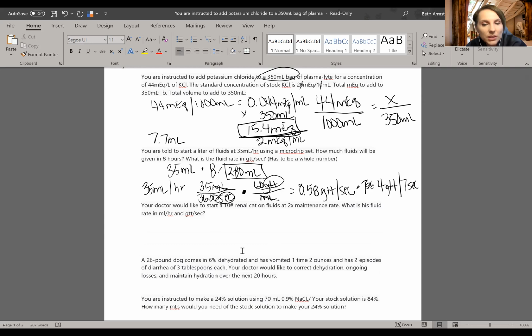Okay, so this is another one that some people had some problems with. We can do a couple of ways, but we'll just do this one pretty easy for you guys. Your doctor would like to start a 10-pound renal cat on fluids at 2 times maintenance. So what's the mils per hour and drips per second? First we have to figure out kilograms.